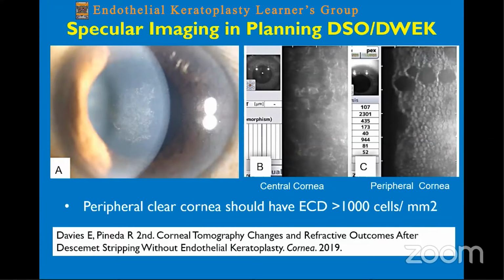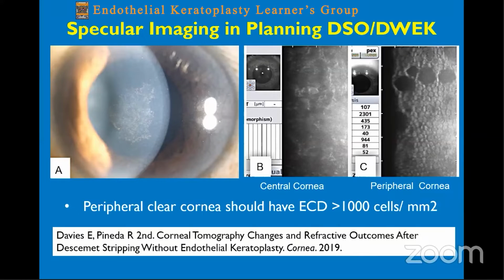Specular imaging also helps in planning for cases which would be suitable for DSO or DWEK. Now, this is one case where we had a plaque of Descemet membrane thickening, and we see more pigments in the central cornea. So in the central cornea, the image is non-analyzable because of this reason.